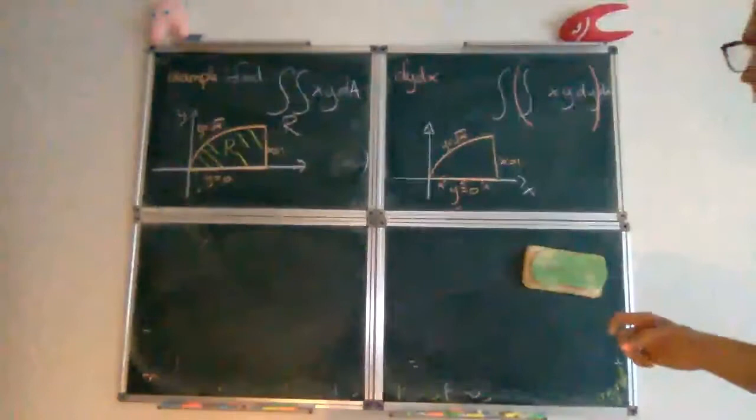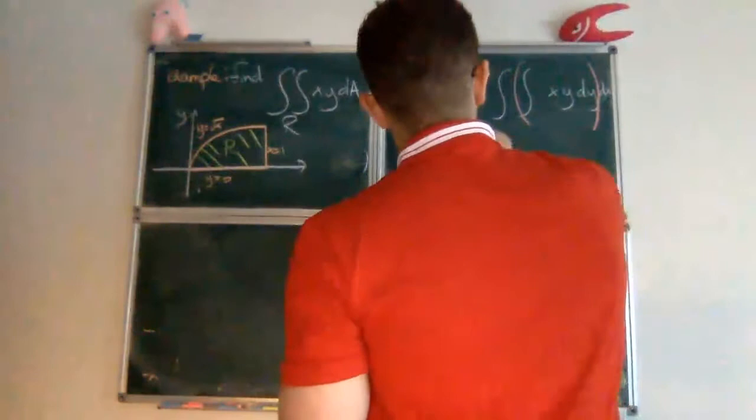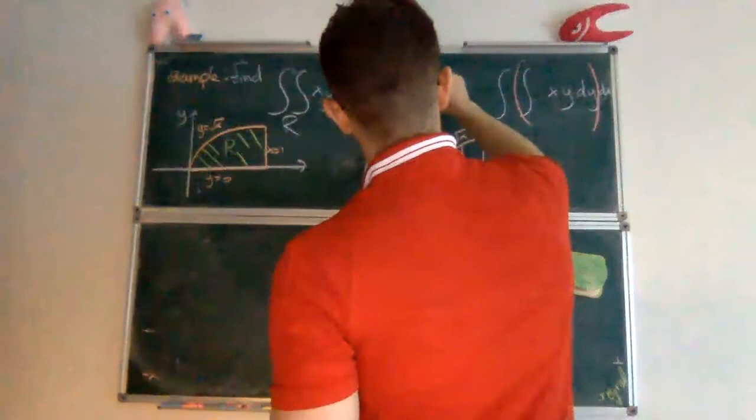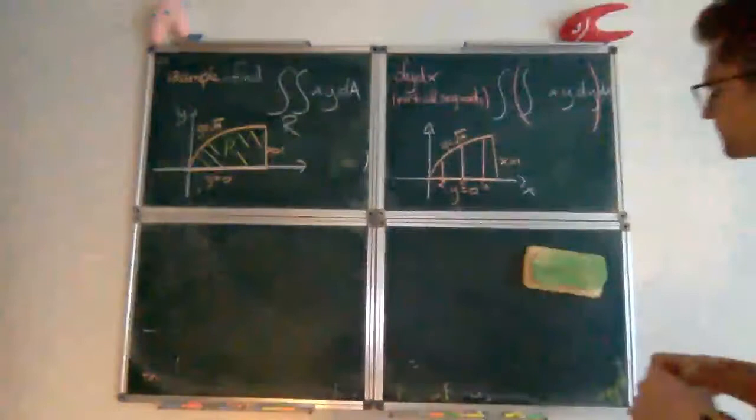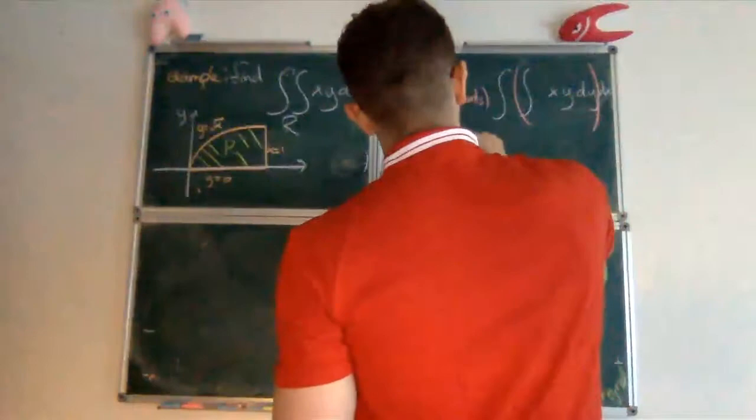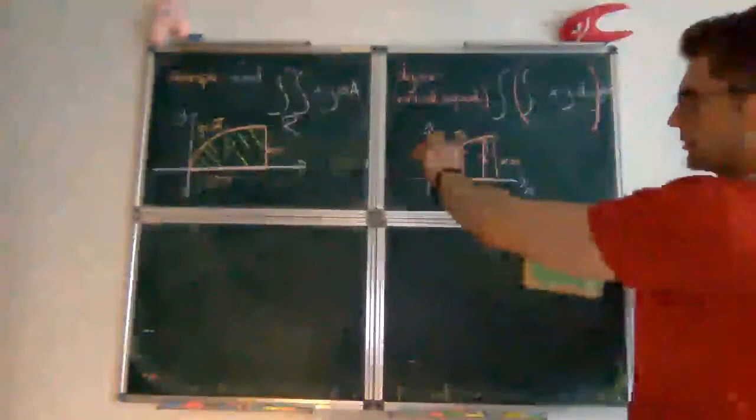But what are the values that y takes? Well, this is related to these vertical segments that I mentioned before. So in the order dy dx, you are using vertical segments, or vertical arrows. The point is that these vertical arrows, as you can see, no longer have the same length.